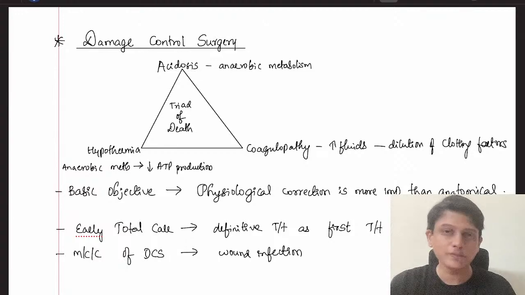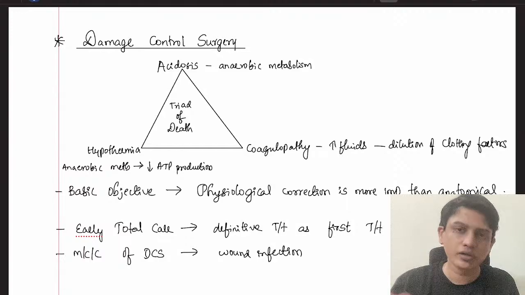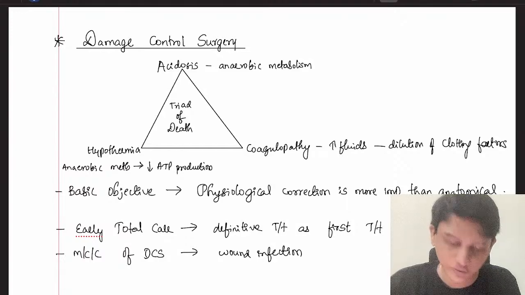So these three things you have to break. This triad you have to break. Only then will the patient survive. If any one of these continues, it will cause all three, then the patient will die.